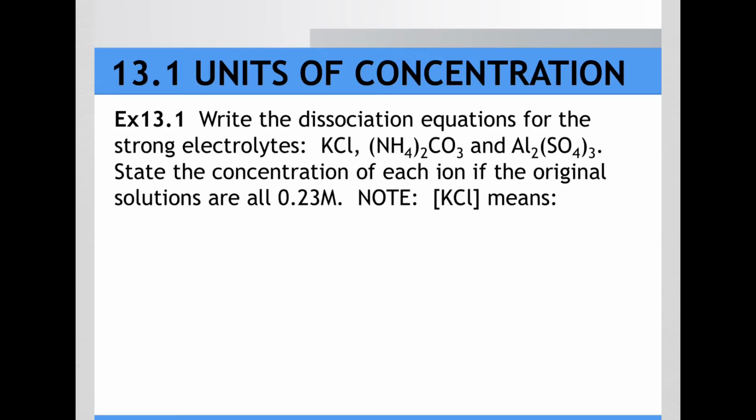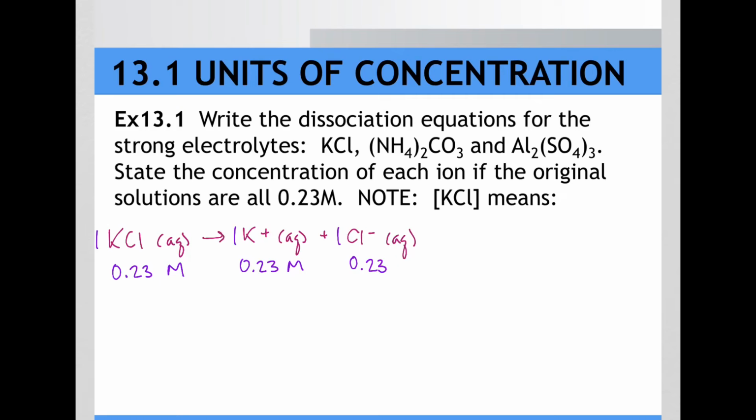So an example here, if I write dissociation equations for these three, I know that aqueous KCl is going to break up into one potassium ion and one chloride ion for every one of those KCl formula units that goes into solution. Now, if the original concentration of KCl was 0.23 molar, if I wanted to know the concentration of K plus and Cl minus, because these are all balanced 1 to 1 to 1, that means the concentration of these will also be 0.23 molar.